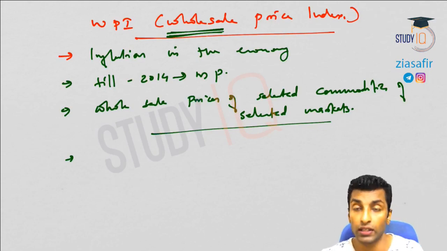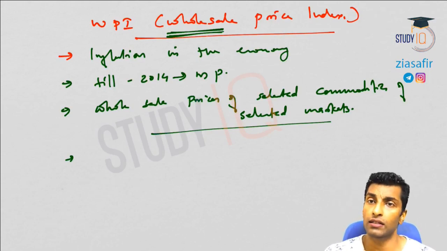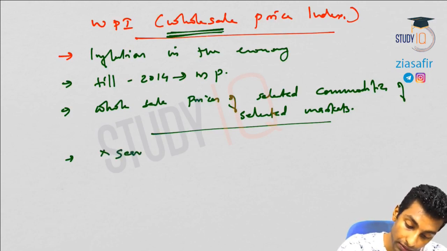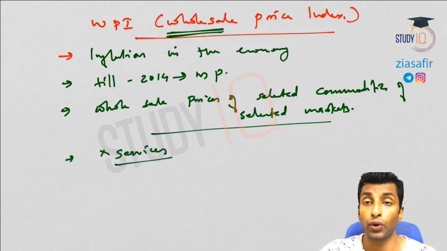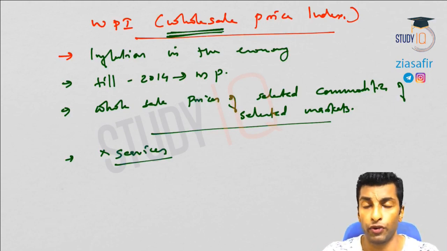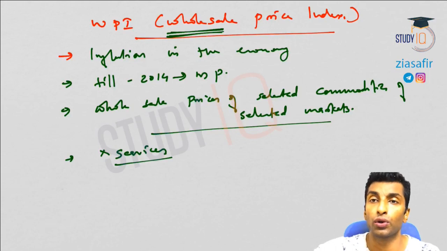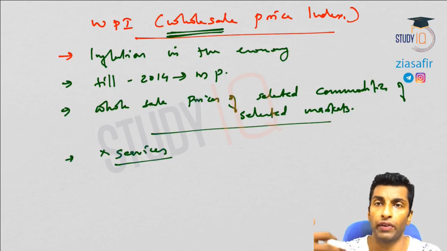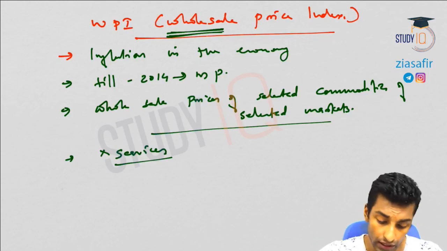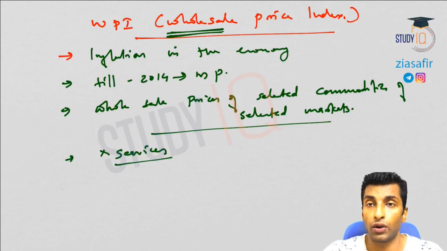And it won't take into account the services. Why? For services there is no wholesale market, as services are directly sold and consumed, right? If you need any service, you won't go to a wholesaler, you go directly, you avail the service and you get it. So there is no wholesale market for services, so services are not included in the wholesale price index, and that is also one of the criticisms, a drawback of this.